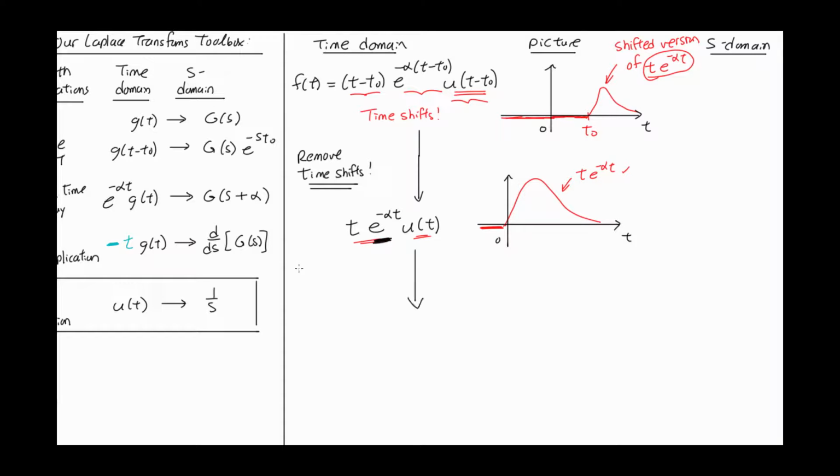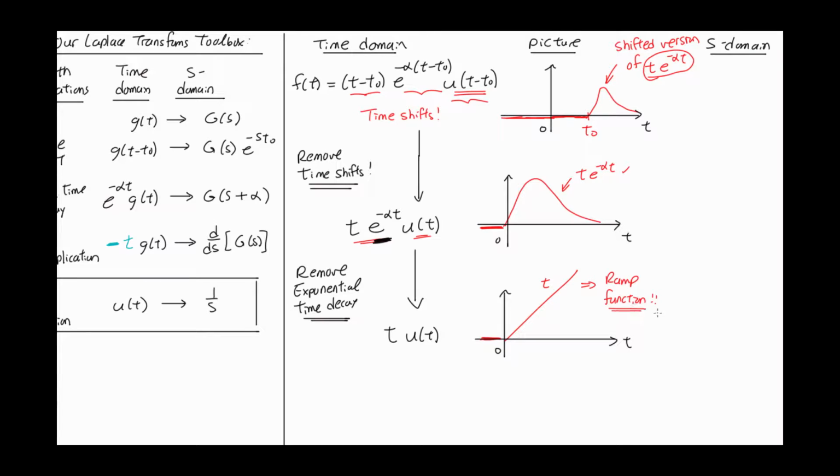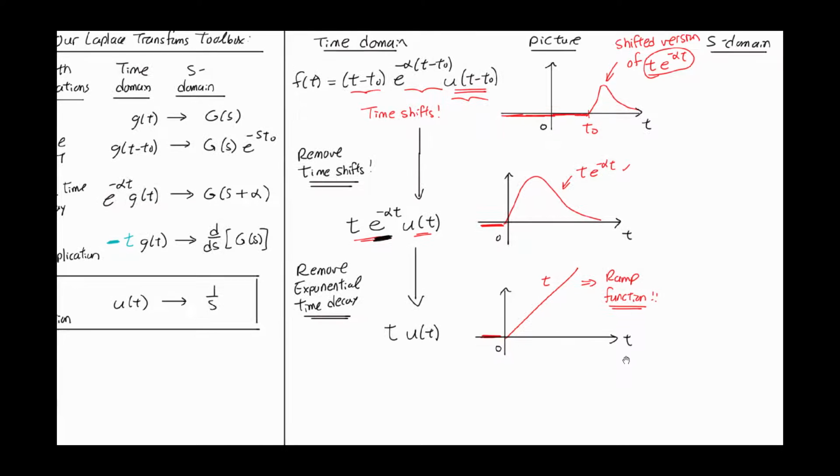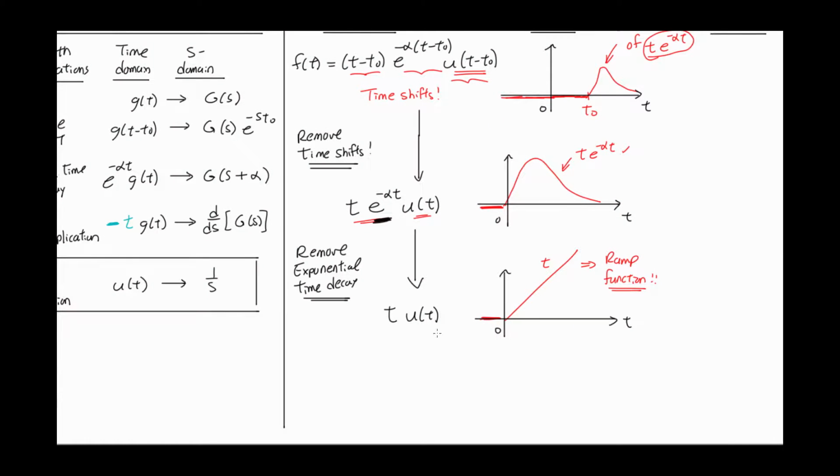Okay, let's peel the onion some more. Let's suppose we get rid of the exponential time decay term. Then we get t times u of t. What does that look like? Nothing happens prior to t equals 0, and then we get an escalator with a function t, so it's a ramp function, right? Cool. Last but not least, we have a t multiplication that we would like to get rid of. When we do, we just get u of t, which is the step function.